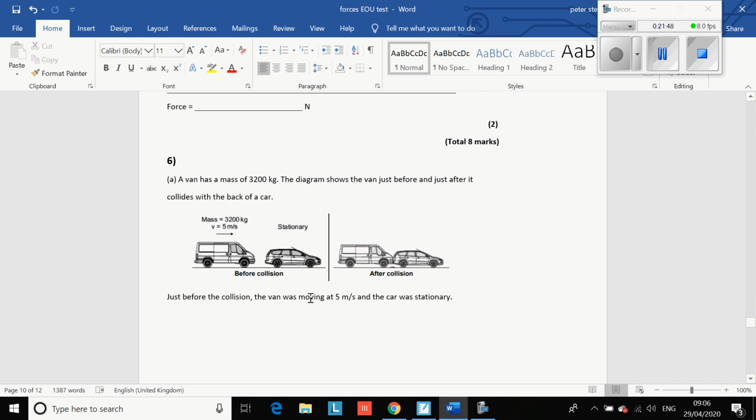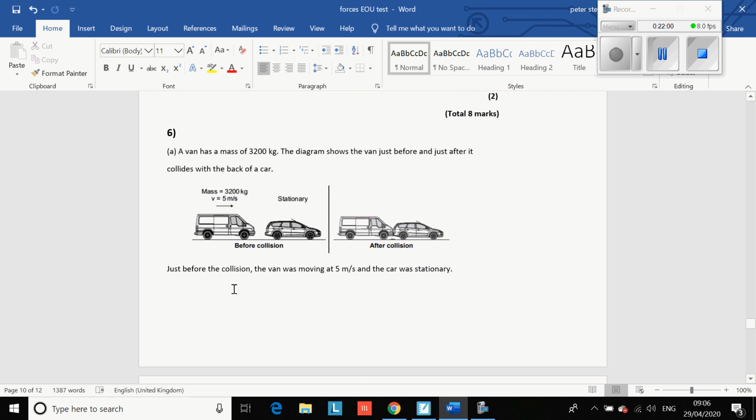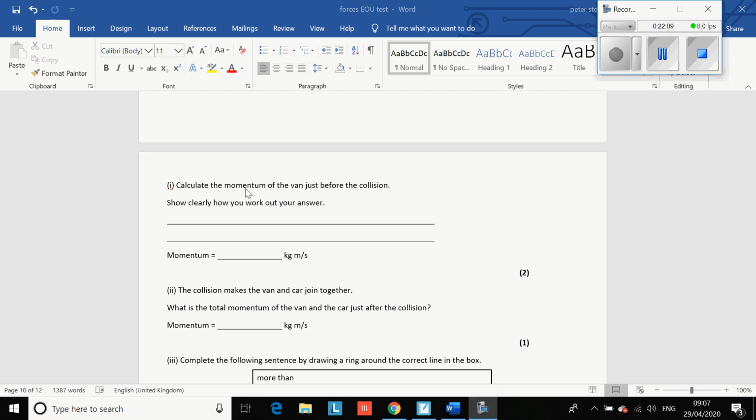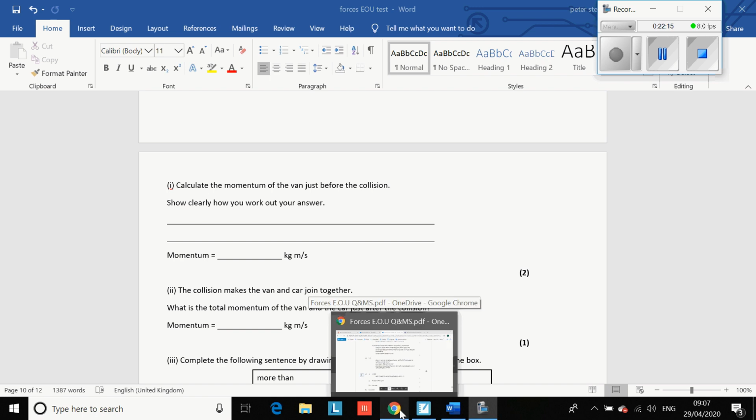Right, so question 6. This was about momentum. So we've done this quite recently. A van has a mass of 3,200 kilograms. The diagram shows the van just before and after it collides with the back of a car. Just before the collision, the van was moving at 5 meters a second, car was stationary. Calculate the momentum of the van just before the collision. Show how you worked your answer. Okay, so mass times velocity, essentially. So we know the mass of the van.